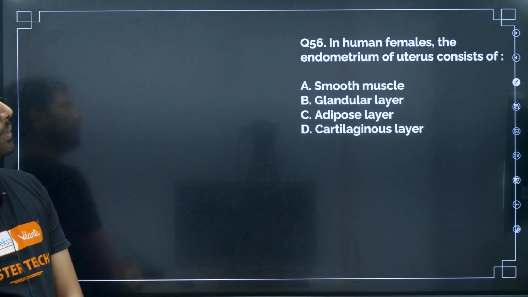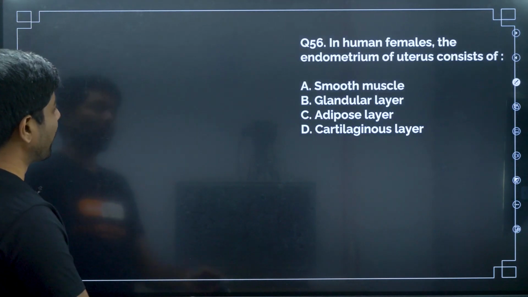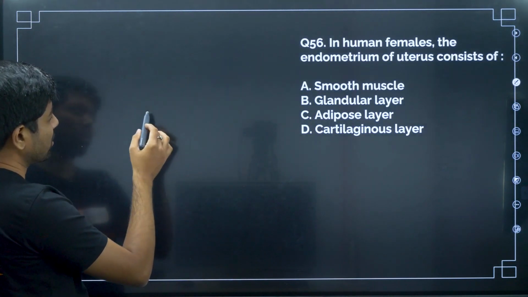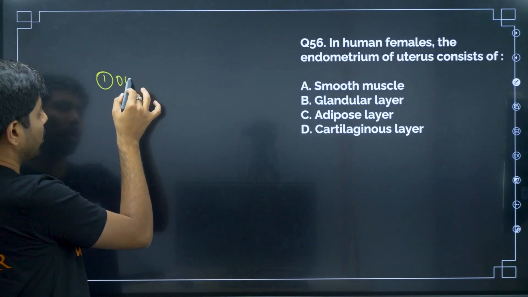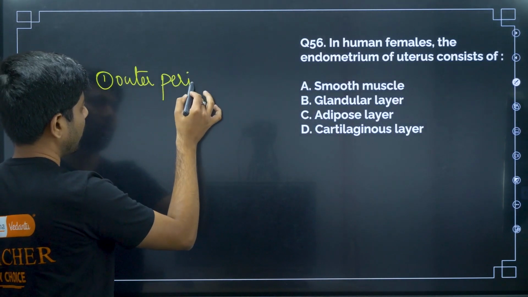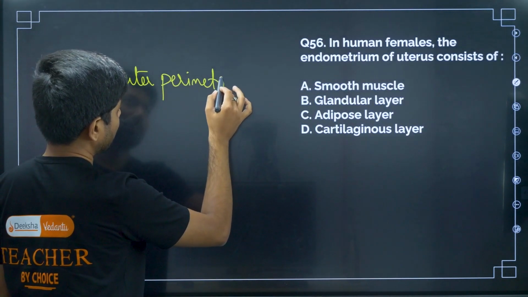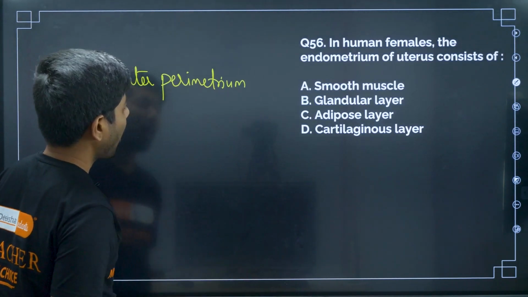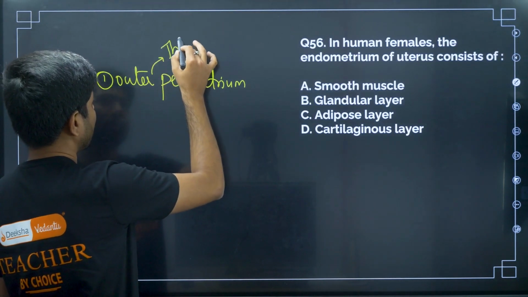Now, in human females, the endometrium of the uterus consists of what? It's a very simple question. You know, the uterus is made up of three layers. First one, the outer one, is the perimetrium. Outer perimetrium. This is thin and membranous. This is thin.